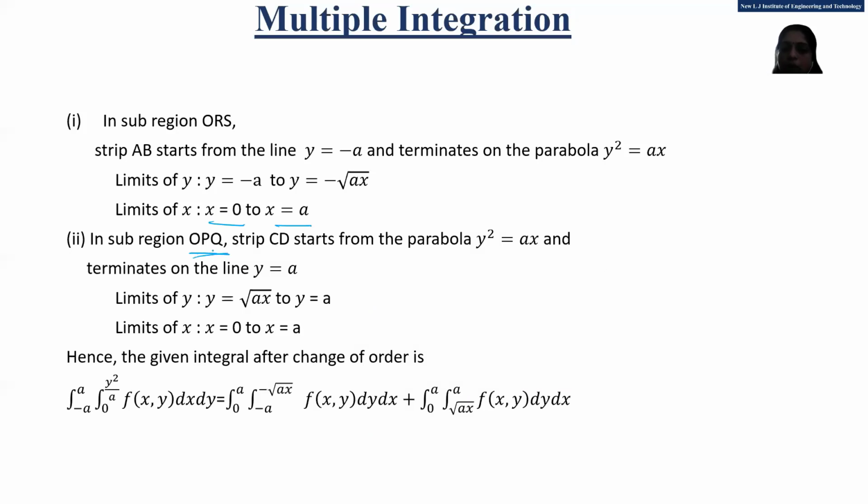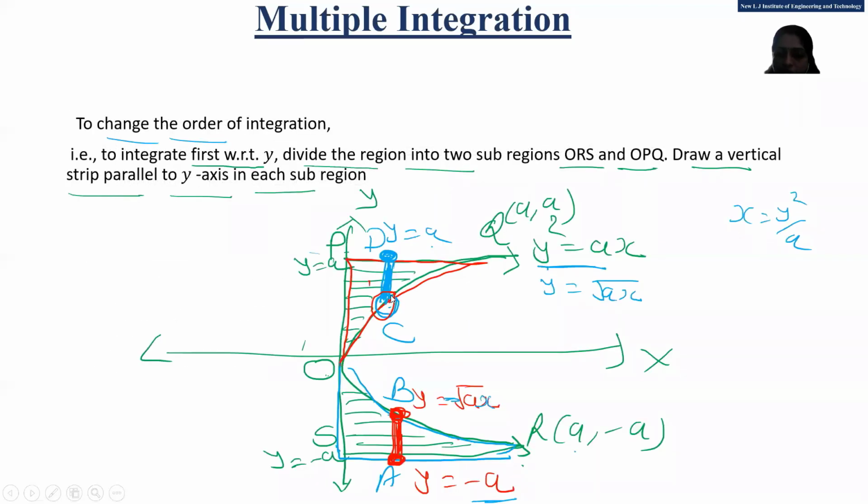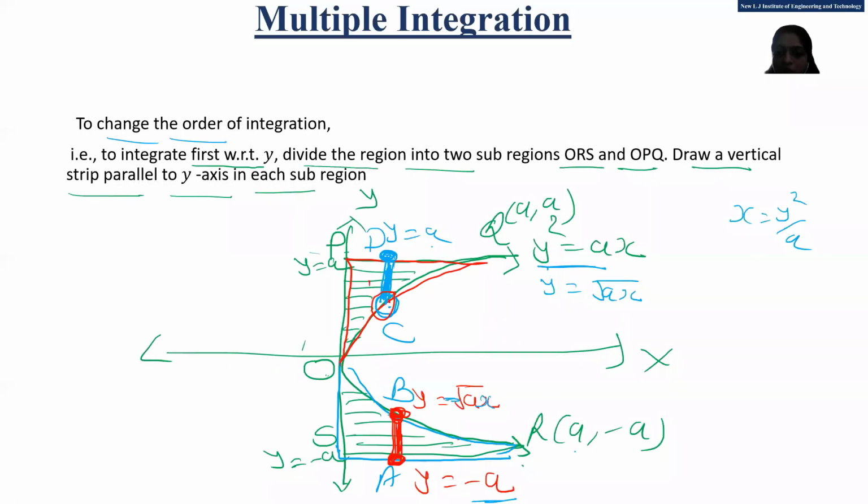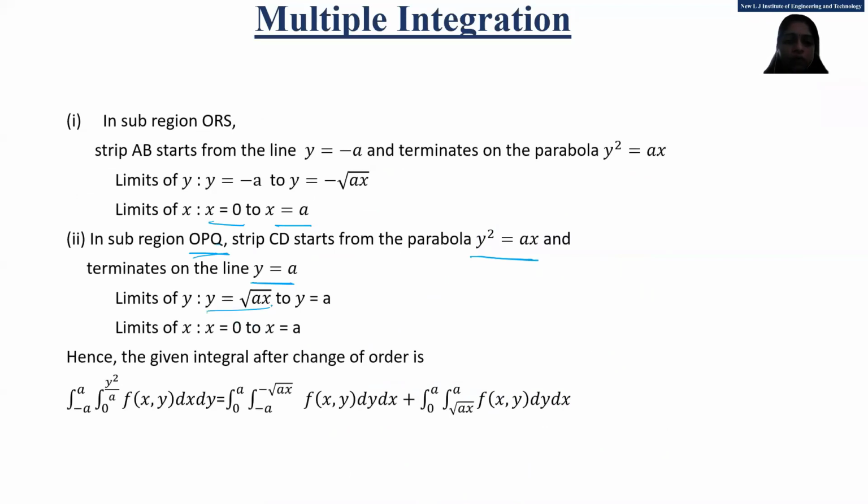Similarly, for the upper part, OPQ, strip CD. This starts from the parabola and terminates on the line y equal to a. For the x, your leftmost point is 0 and rightmost point is a. So you can directly write here y equal to root ax, y equal to a, x equal to 0 and x equal to a. It means your given integral after the change of the order of integration.